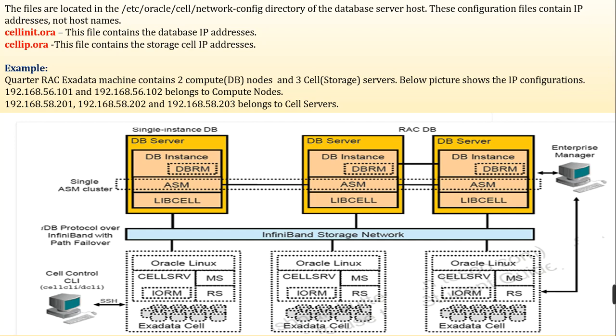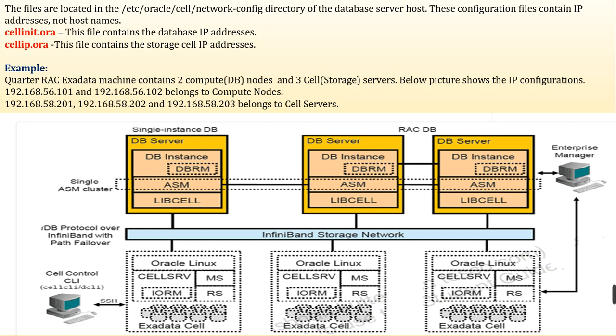So it is using the iDB protocol over the InfiniBand with path failover, the InfiniBand storage network layer, and then the cell control utility CLI, CellCLI, DCLI. So you can call through SSH, and you can use it under Oracle Linux, cell services and IORM and MS and RS, Exadata cell. A quarter rack has 3 cell services and 2 DB nodes, I mean 2 compute nodes.